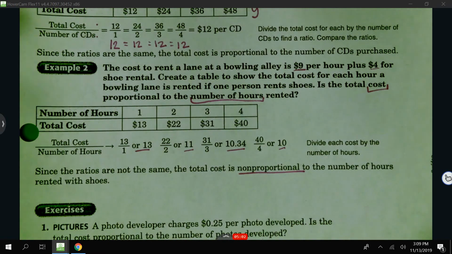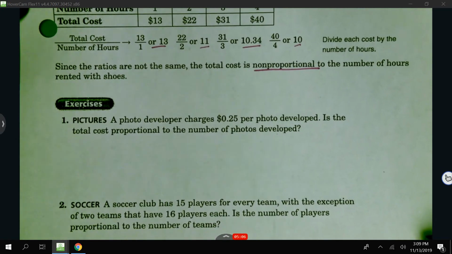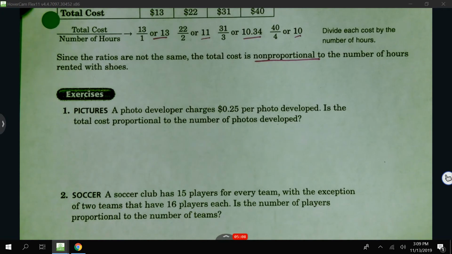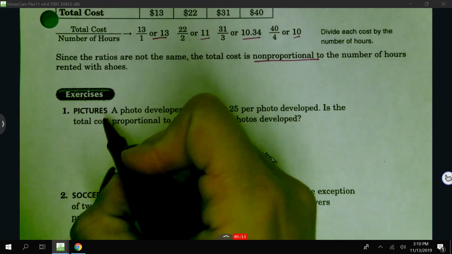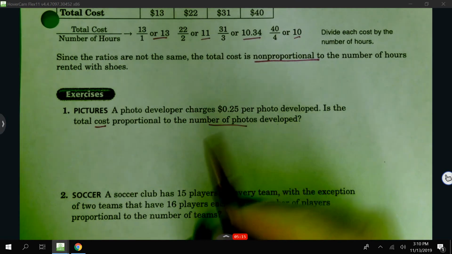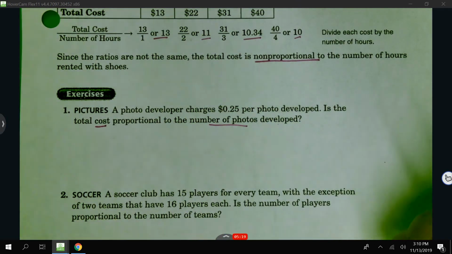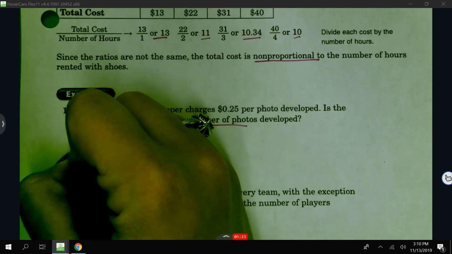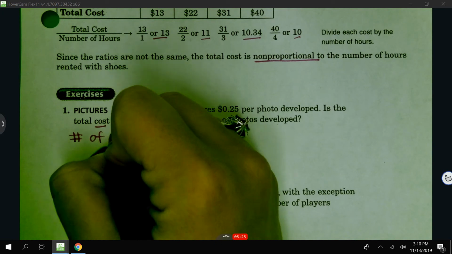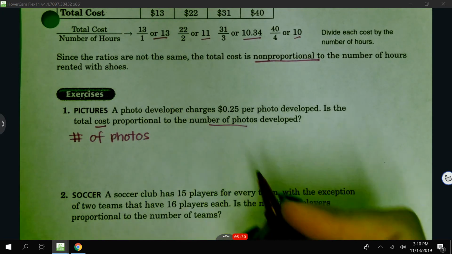So let's do an example that is not already given to us. A photo developer charges 25 cents per photo. Is the total cost proportional to the number of photos developed? So first off, I'm going to need to make my table. I'm going to have my number of photos on top. And then I'm going to have my total cost on bottom.